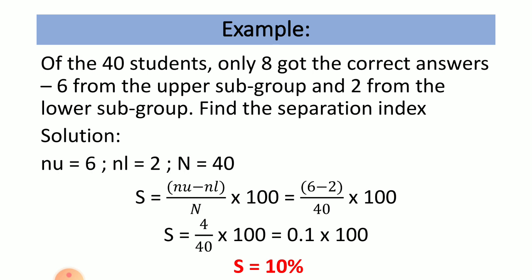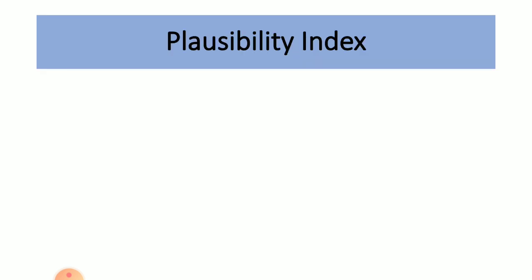In contrast, this item brings the entire learner to have 90% homogeneity in getting the wrong answer. So the desirability of an item must have the separation index that falls within the range of 21% to 30%. In this example, the item must be discarded. That is separation index. Lastly is the plausibility index.